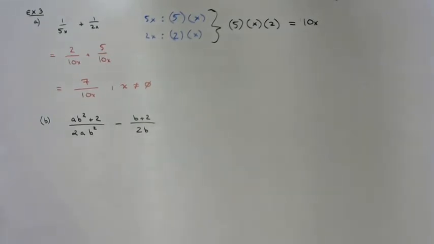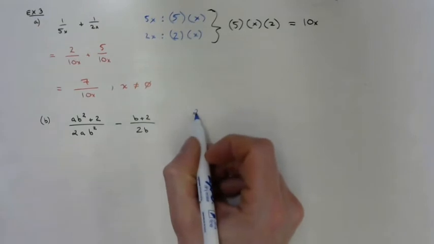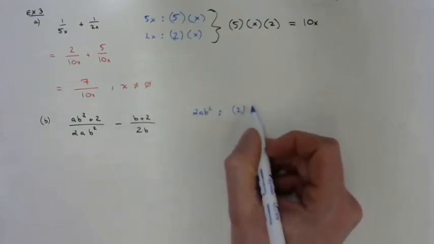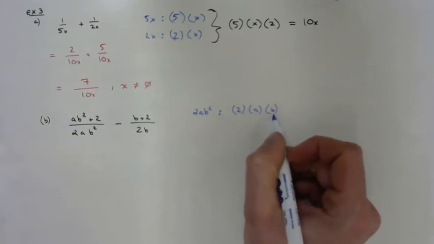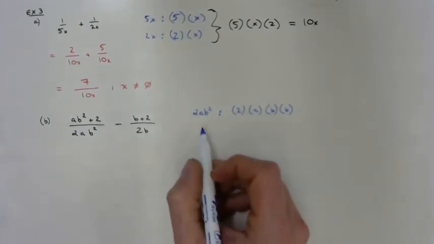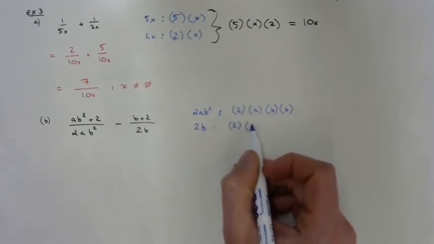All right, in B, we have a little bit of a trickier one. Again, we're going to create a common denominator by finding the lowest common multiple of our denominators. So I'm going to do it the same way. In my first denominator, 2ab squared, the factors are 2, a, b, and b. In my second denominator, 2b, the factors are 2 and b.